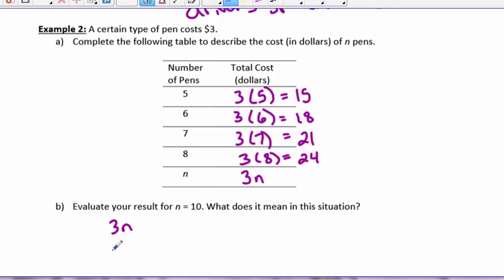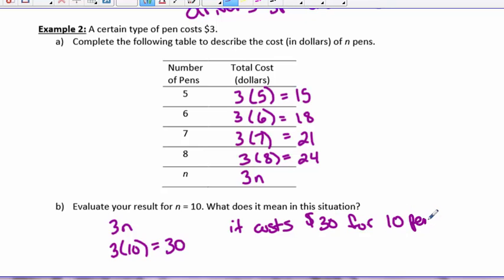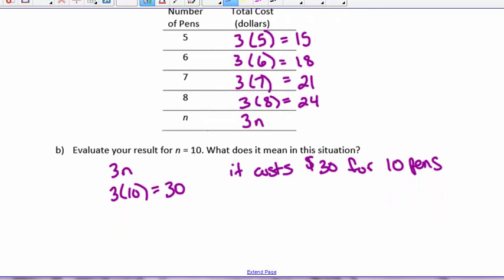We want to evaluate that for n equals 10. So 3 times 10 is 30. What does that mean? It means that it costs $30 for 10 pens. We need to state both of those facts in our answer. Don't just state the 30 and say what the 30 means, as in $30. Also state what the 10 means as in 10 pens. Both values with their appropriate units are going to be part of our answer in the explanation bit of this piece.